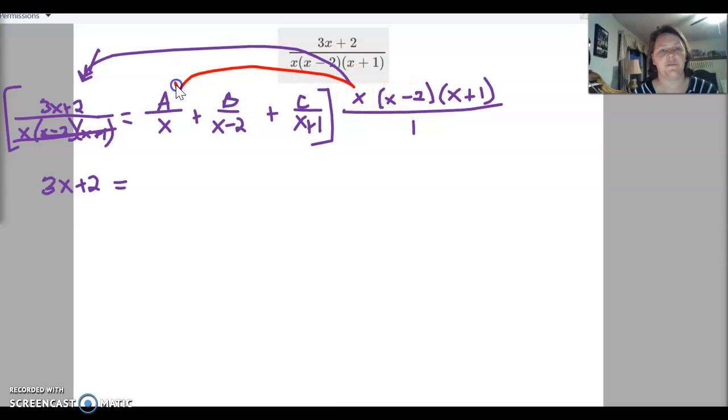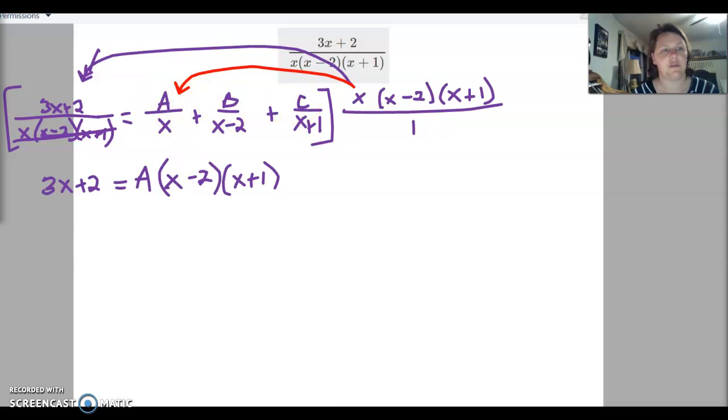Now we've got to multiply to this term. Okay, when I multiply to this term, we're going to have the a. But what happens with my x's? My x here and my x here are going to cancel. So I'm going to have a times what's left over. So a times x minus 2 and x plus 1. Okay. All right, so we're done with that one.